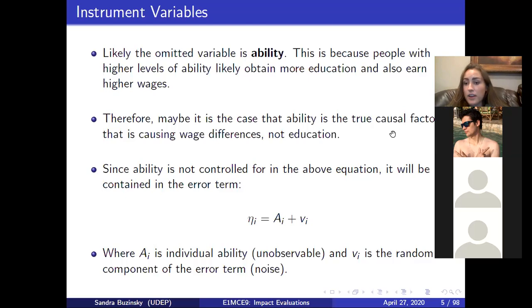Right? So if you think about the error term again, since ability is not controlled for in the above equation, because it's not easy to control for since we can't observe it, it's unobservable, then it will be contained in our error term. So eta_i will be a function of A_i plus v_i, where A_i is individual ability, so that's our ability term, and v_i is the random component of the error, so that's just pure noise. And that's the only thing we want to be in our error term, right? We just want pure noise. Because if there's something systematic in our error term, like ability, that's omitted variable bias by definition.